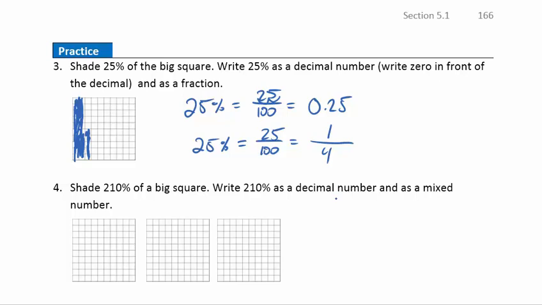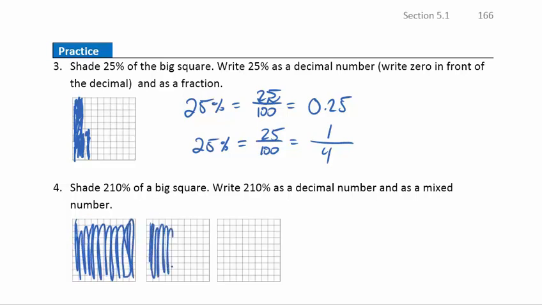Question 4. Shade 210% of the big square and then write 210% as a decimal and as a mixed number. All right, let's start with 210%. Every one of these big squares is 100%, so I'm going to need to shade in 2 of these altogether. So there's 100%. There's 200%. Now I want to go to 210, so that would be 1 extra line here.